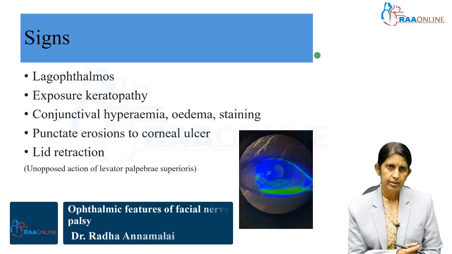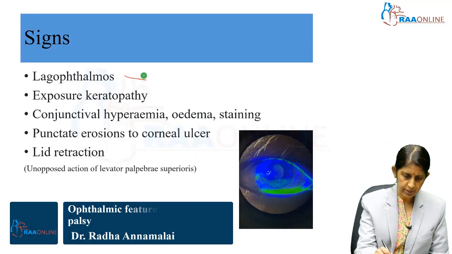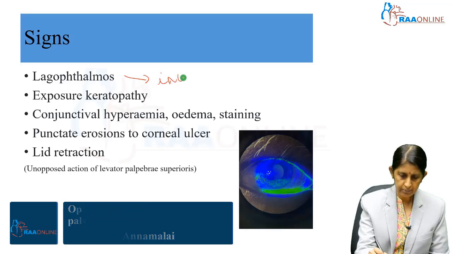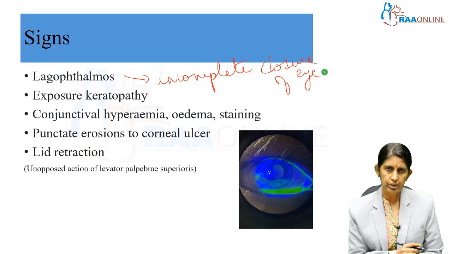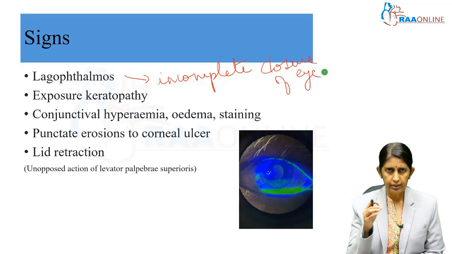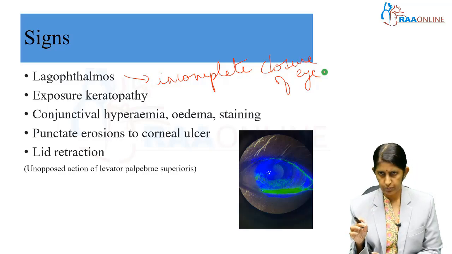So what are the signs? Signs is lagophthalmos. Lagophthalmos, again by definition, is an incomplete closure of the eye. So these patients will have lagophthalmos. When we attempt to close the eye, there will be a small gap that is visible in these patients.